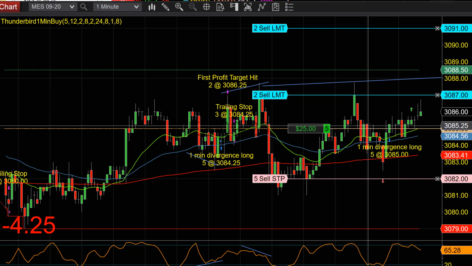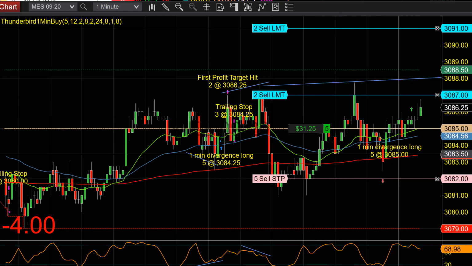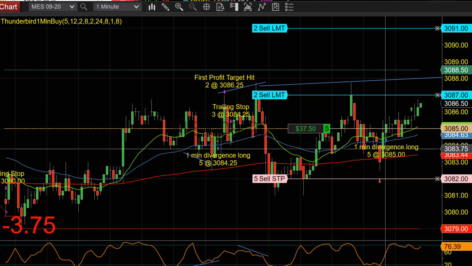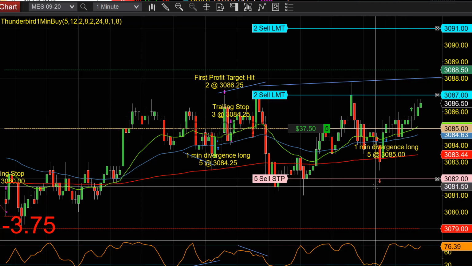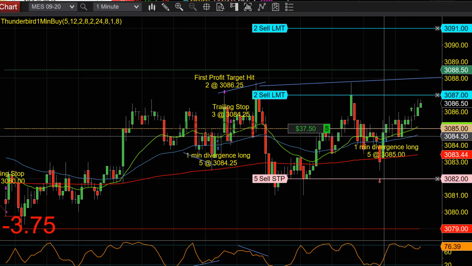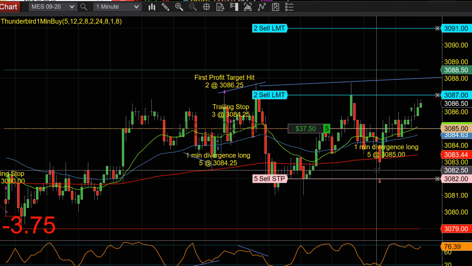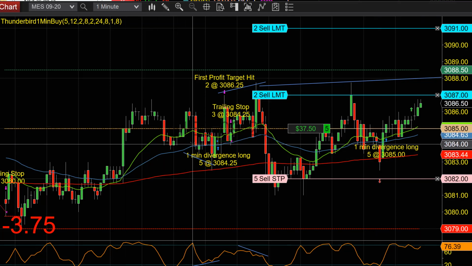If anybody's using the bot for the first time, I highly recommend using the MES, the micros, because you could use the set parameters, the 5 contracts, and you get to scale out. If you hit the target here, our trailing stop is going to come up, and you're going to be playing with the house money. And these divergences, like I said, show me a divergence, and I'll show you a move up every single time. You saw the results, right? You see them every day.